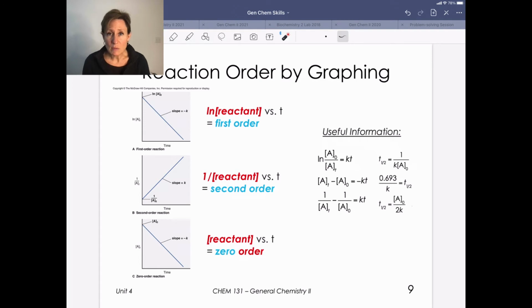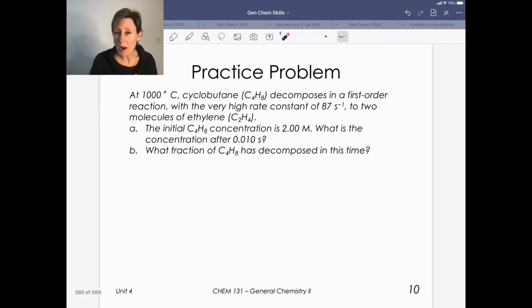You might see a qualitative piece on your quiz that asks you what the order of the reaction is when you see this plot, right? And you have to correlate that. All right, so let's do one practice problem, and then this skills video is done.